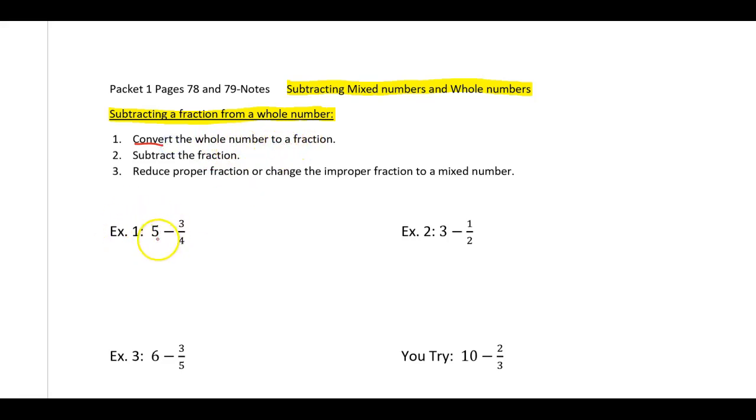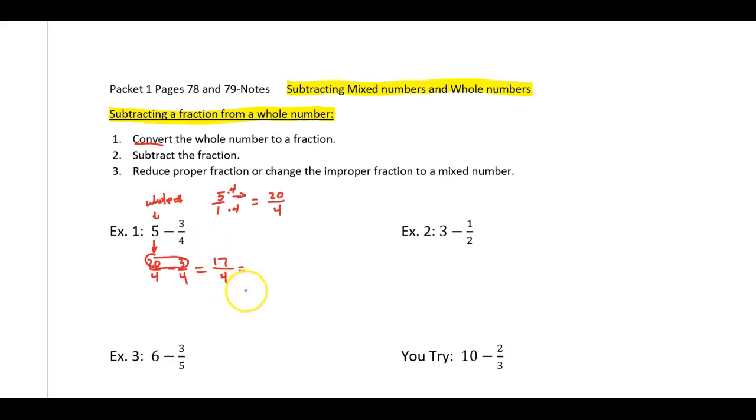So when we look at example 1, here's my whole number. What I'm going to do is change 5 to a fraction. Right now I have to read that as 5 over 1, but I need it to have a denominator of 4, which means I'm going to multiply the denominator by 4, multiply the numerator by 4, and I get 20 over 4. Now, once I convert the whole number to a fraction, I'm going to subtract the fraction from it. So 20 minus 3 gives me 17 over 4.